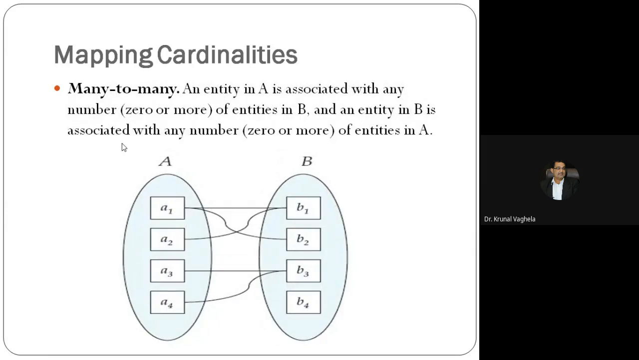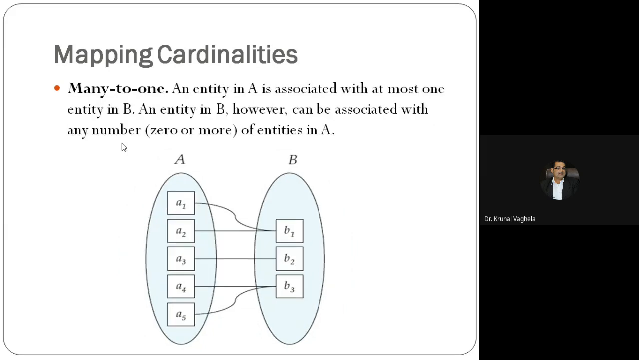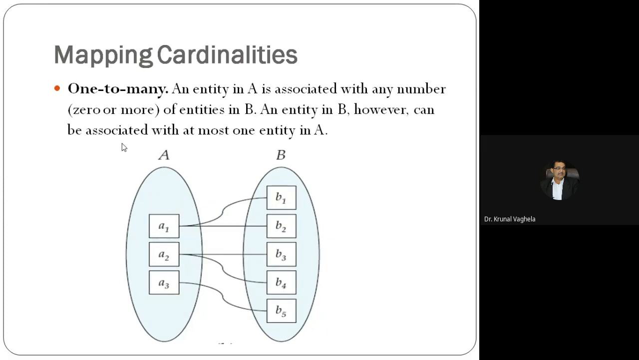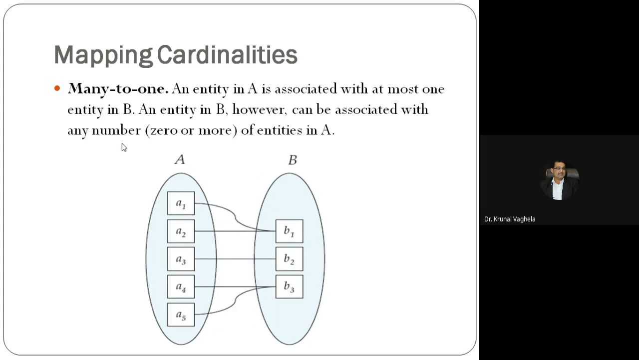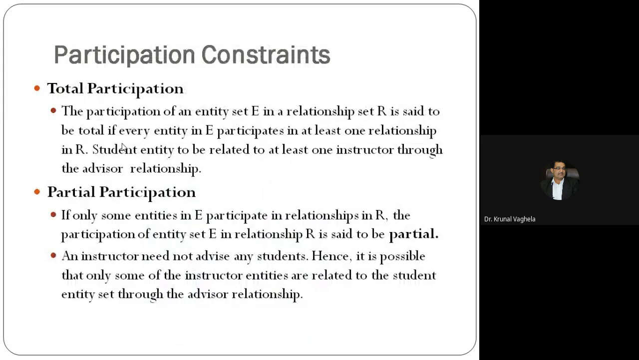What about this? Total or partial? B to A is partial. What about this? It's total for both sides. A to B is total, B to A is also total. A to B is partial, B to A is, wow, excellent. So these are the participation constraints.